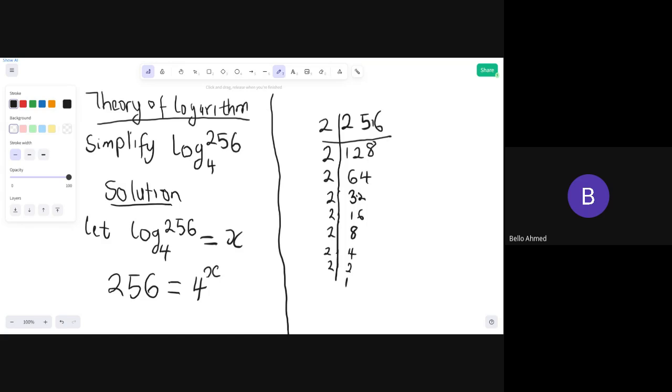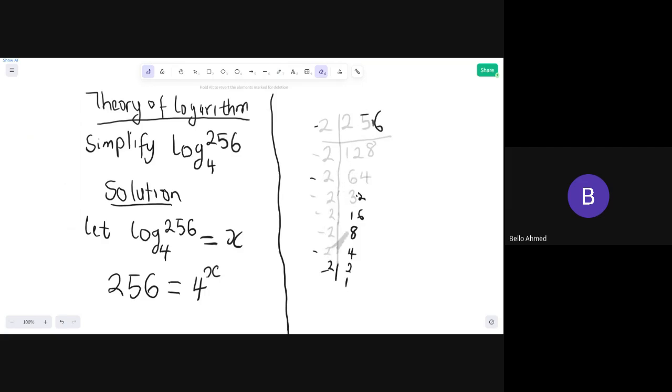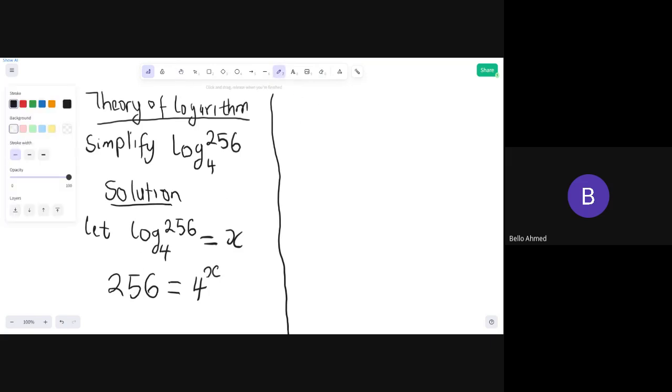So let's count it. 1, 2, 3, 4, 5, 6, 7, 8. So the meaning is that 256 is actually 2 raised to the power of 8. 2, 8 times. So I can easily write this 256 here as 2 raised to the power of 8. Oh, let me write this 8 properly. 2 raised to the power of 8.